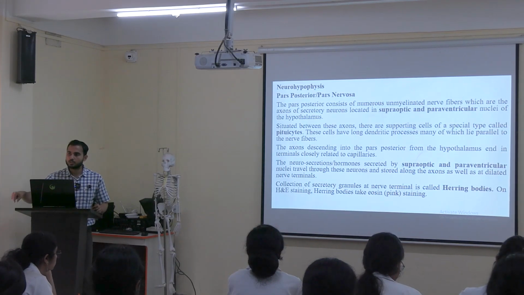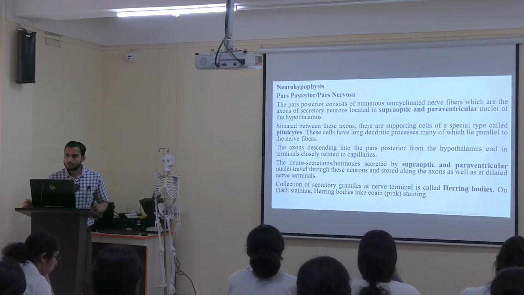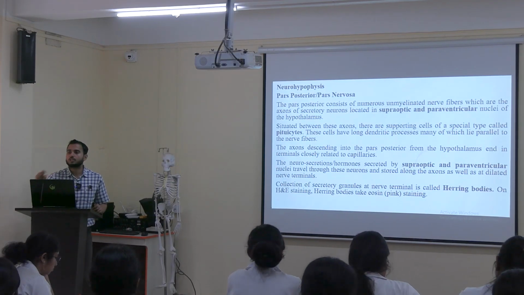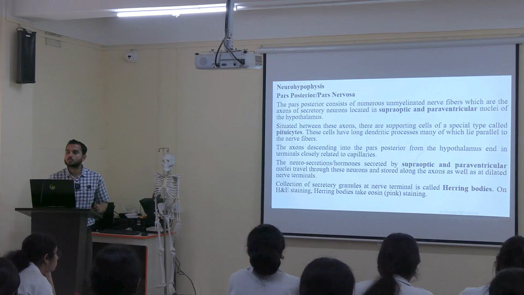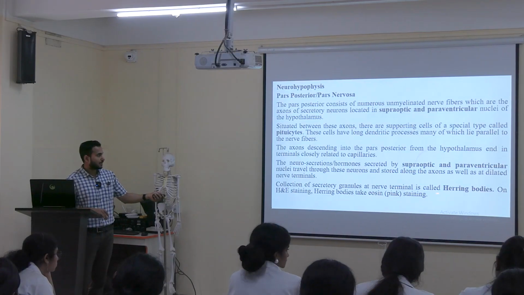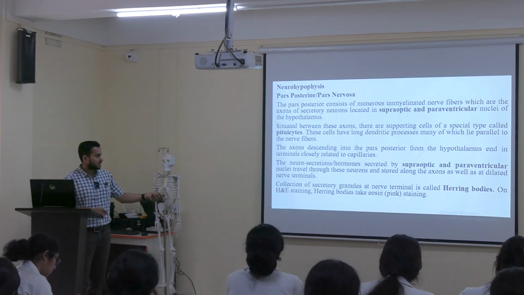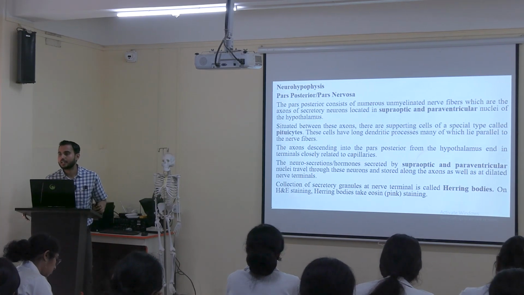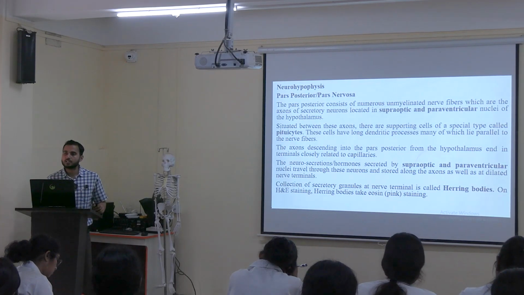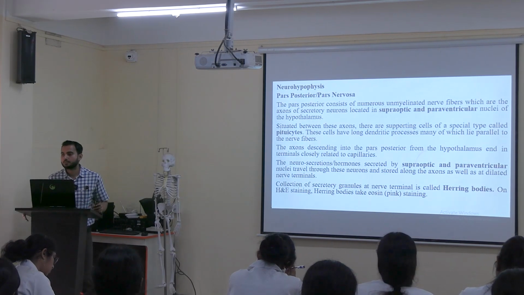From there, the fibers which are coming, their terminal parts are dilated and are also called herring bodies. So the secretion from the hypothalamus comes through those nerve fibers and is stored in the terminal, the dilated part, and that terminal part is called herring bodies. On H&E staining it takes the eosin stain, pink color. So they store the hormones there, and whenever required, they are released into the blood because they are situated close to the blood capillaries.